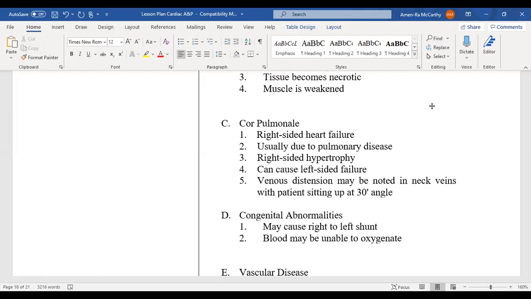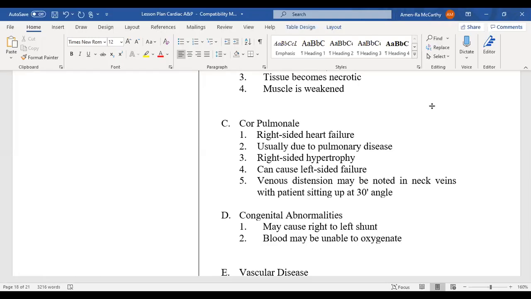Number 4, can cause a left side failure. Now, if the right side heart does not get fixed, it can lead to left-sided heart failure. So if you don't fix it, it could get worse, and it could lead to left-sided heart failure as well. Okay? And number 5, venous distension may be noted in the neck veins when a patient is sitting at a 30-degree angle.